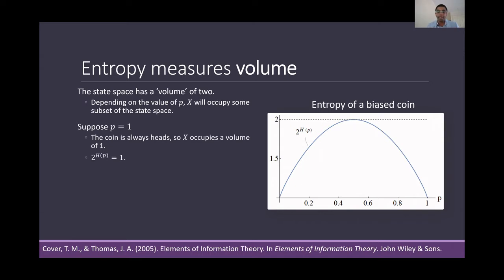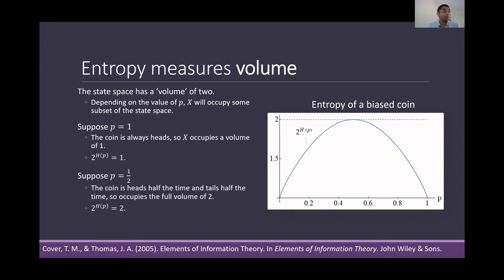And 2 to the power H of p is 1. Meanwhile, what if p is equal to a half? Now our coin is heads half the time and tails half the time. It occupies the full volume of our state space of 2. And 2 to the power H of p is 2.